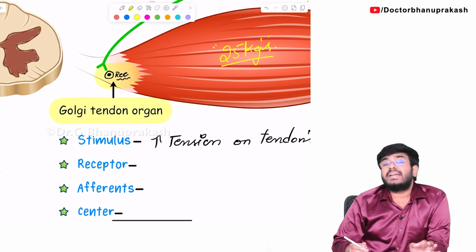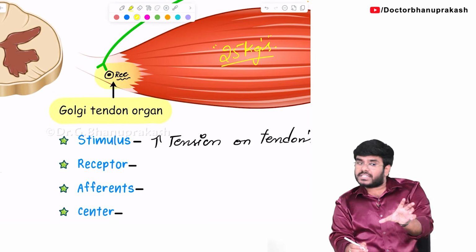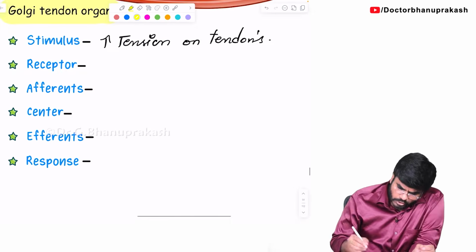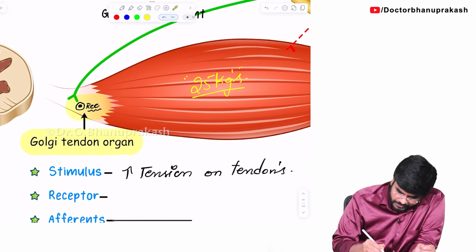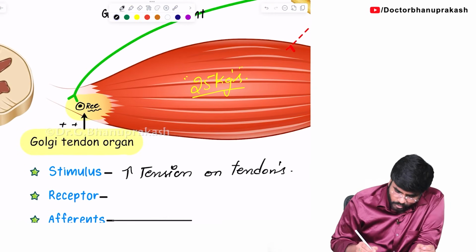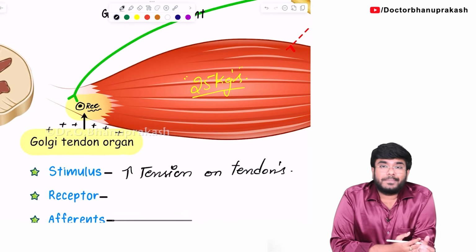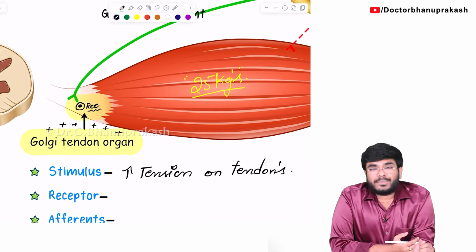It is always detecting the tension on the tendons. It detects how much tension is happening on the tendons. So today the Golgi tendon organ is activated. There is more tension. This fellow is doing something stupid. He is holding a 25 kg bar. Definitely it's not something good.